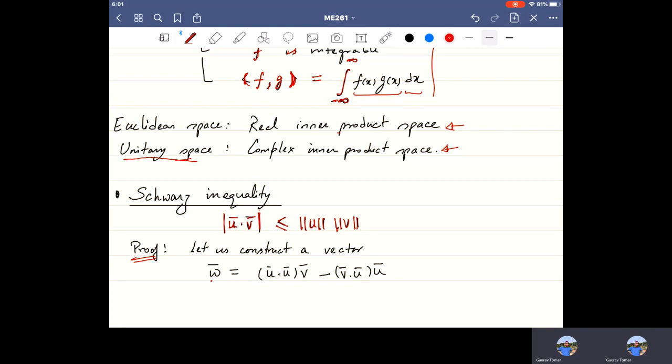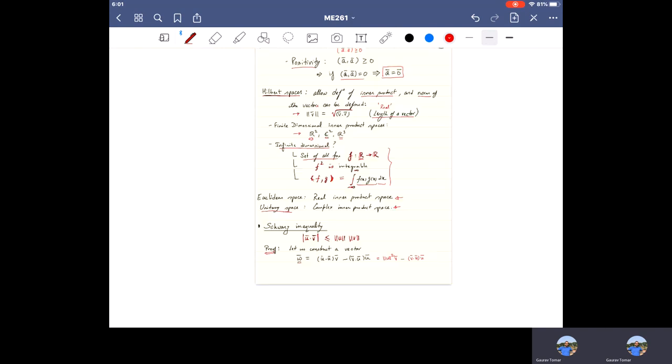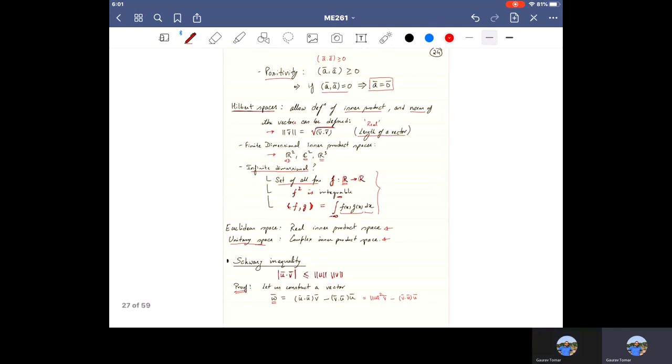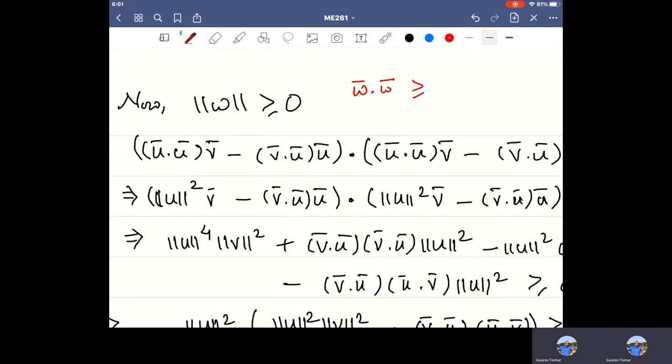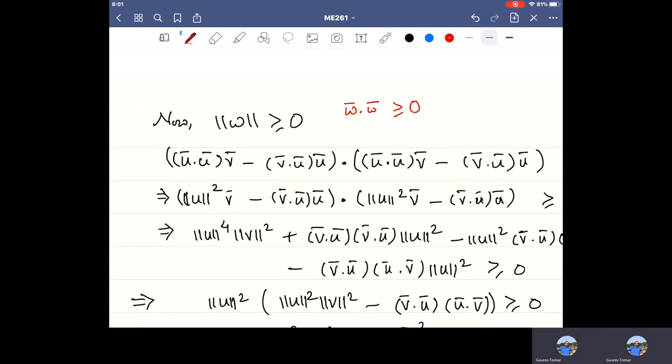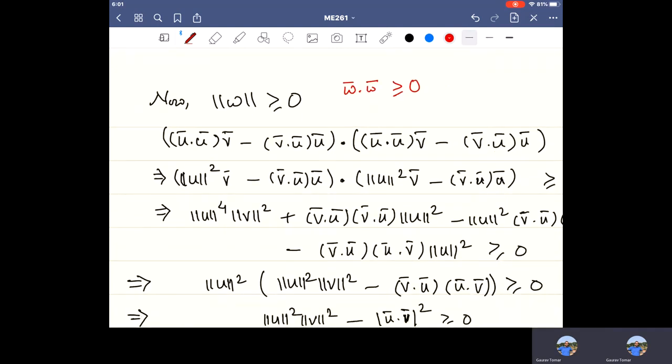This definition is essentially saying the vector w is norm of u squared times v minus the inner product of v and u times u. Now when we take w dot w, this is the positivity property of the inner product spaces. So w dot w has to be greater than or equal to 0. Now let's look at the dot product. So we expand it, and in the expanded form this inequality looks like this.